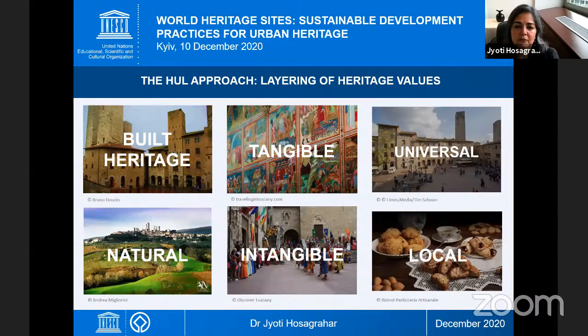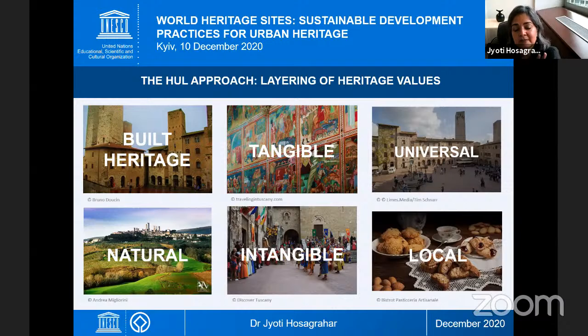So, what is the HUL approach? Because we tend to speak about it as an approach, the historic urban landscape approach. The HUL approach looks at historic areas as composed of layers of history, economic, social, and spatial relationships between the built heritage, natural environment, and local communities. These layers include natural and cultural, tangible and intangible, universal and local heritage values present in any city. These heritage values should be taken as a point of departure in the overall management and development of the city.